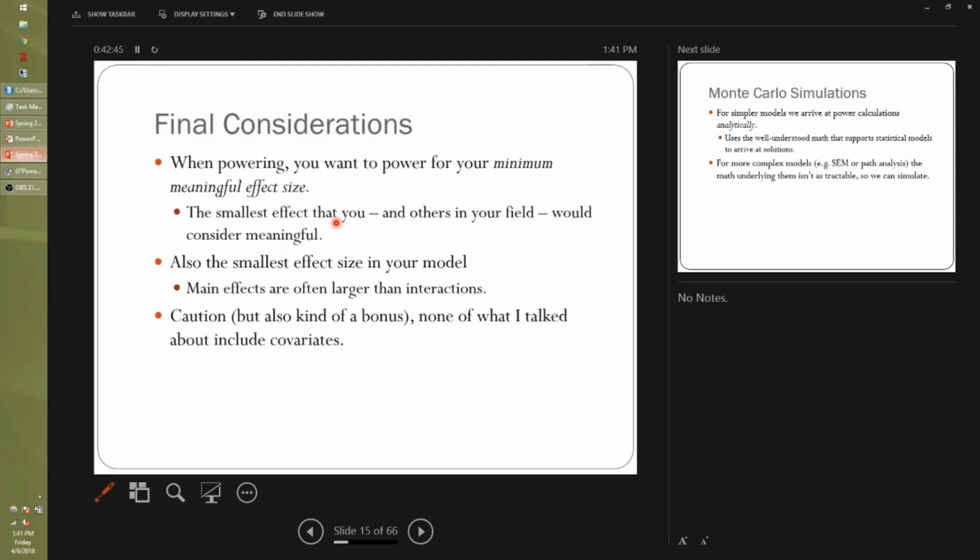So before I talk about Monte Carlo simulations, I know that I'm talking about this in broad terms, but are there questions about what I have talked about? The other thing, trying to think about the pieces you need, and it'll be more specific again when we talk about G-power in a little bit.